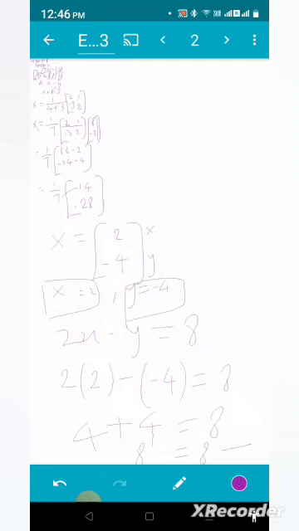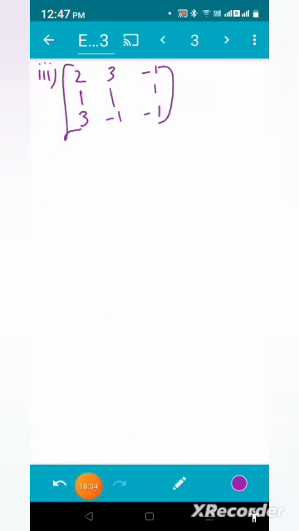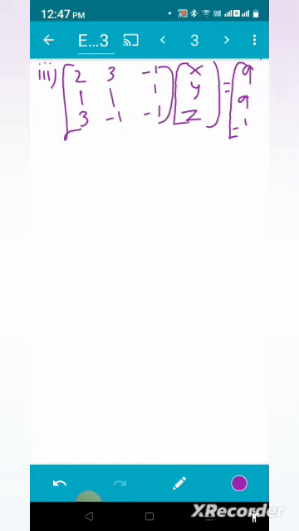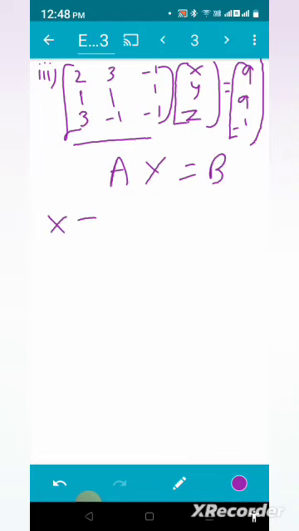I hope you all understand this problem. Similarly, the question number 3, third part, is also having coefficients values taken as matrices. Then we can multiply it with x, y, z equal to 9 minus 1. This is the third part question. I directly converted it into matrices. A x is equal to b. So we get x value A inverse into B.